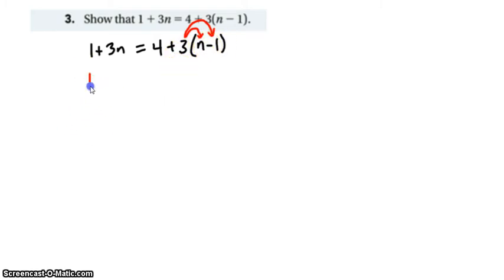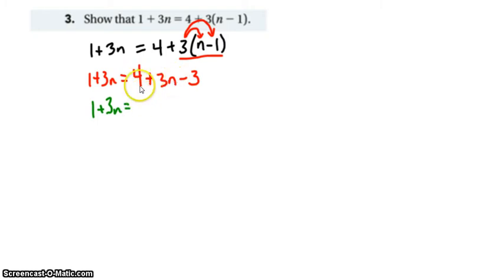So we're going to rewrite 1 plus 3n equals 4 plus, this is what we're doing right now, 3 times n would give me 3n, and then 3 times 1 is 3, and I'm going to go ahead and leave that subtraction sign there right now. Okay? Now, the next step here would be to rewrite 1 plus 3n equals 4 plus 3n.